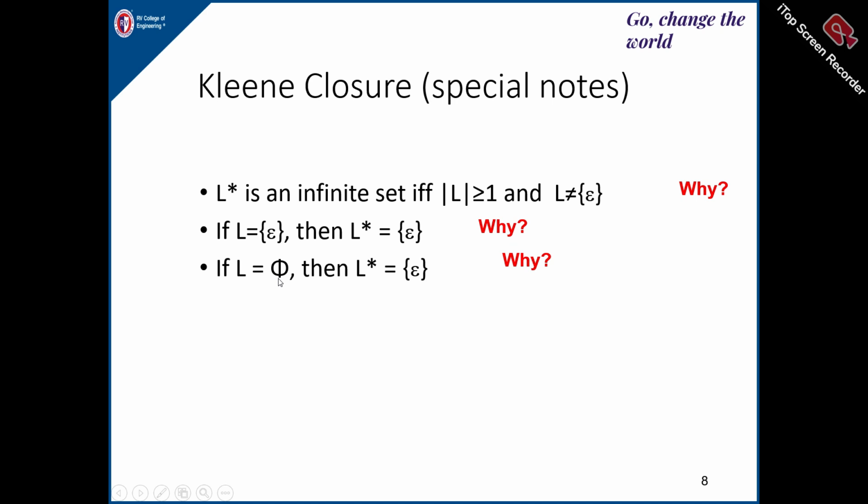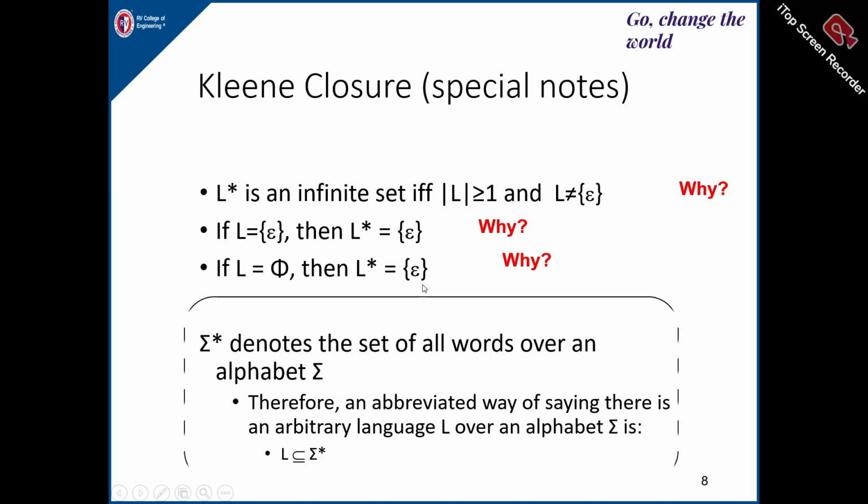If L is phi, so if you have no string, then L star will be epsilon only, because according to the definition, L raised to 0 is nothing but the empty string. L raised to 1 is nothing but phi. So you will not be generating L raised to 1, L raised to 2, but you have L raised to 0, which is the empty string. Therefore, L star will be epsilon.